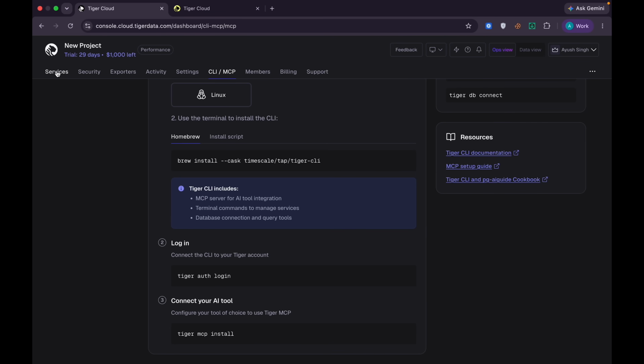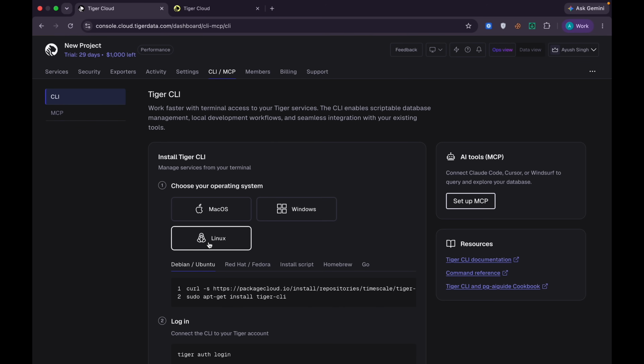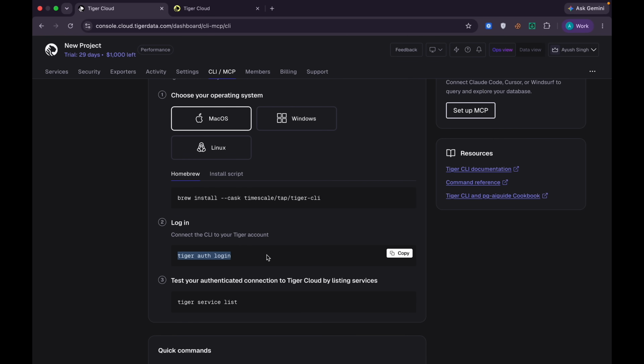You'll be coming out here, which is services. Click on CLI and MCP. Install any one of them. If you're on Windows or Linux, figure it out by yourself. Click on up here and install the script. Now click on Tiger Auth login.